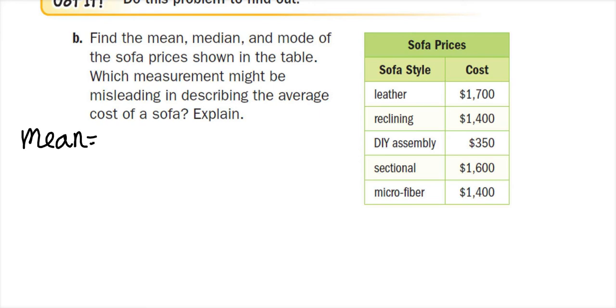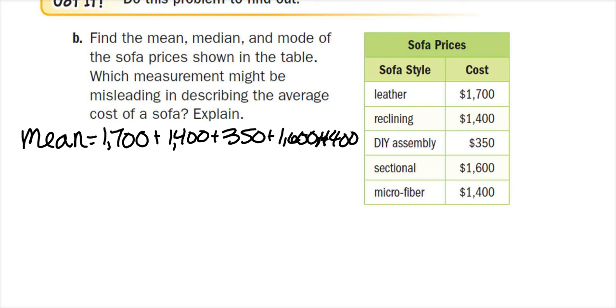Okay, so that's 1,700 plus 1,400 plus 350 plus 1,600 plus, oops, there should be a plus there, plus, and then 1,400. We're going to divide all that by how many there are. There's 1, 2, 3, 4, 5. We're going to divide all that by 5. Okay, so go ahead and do that.